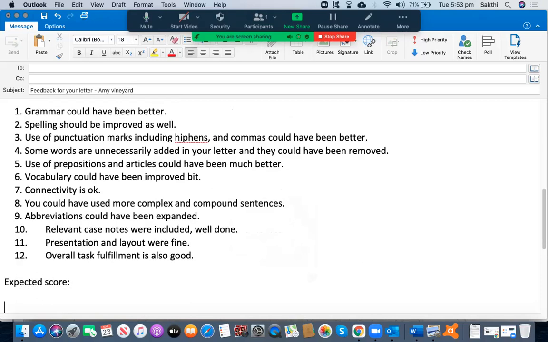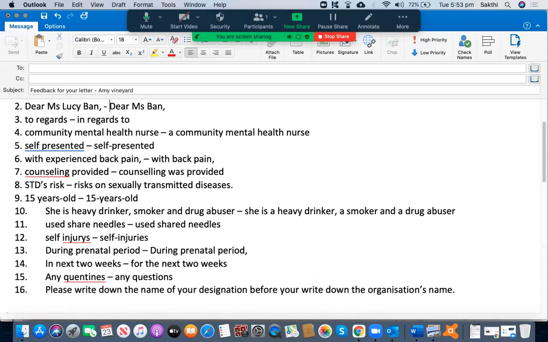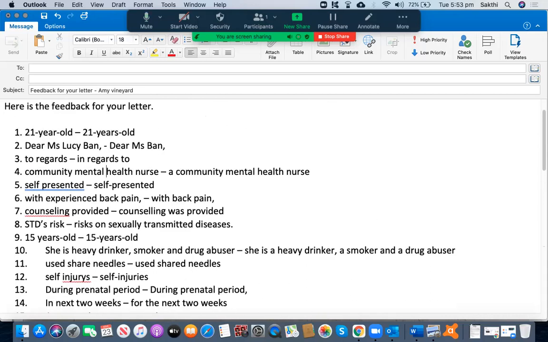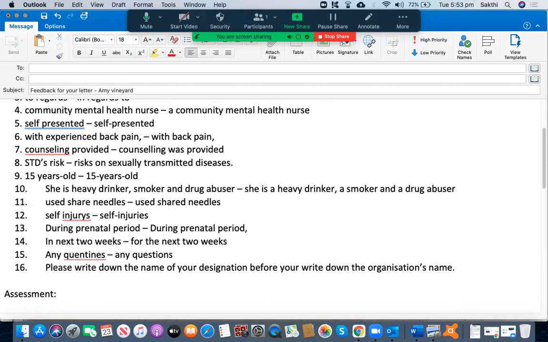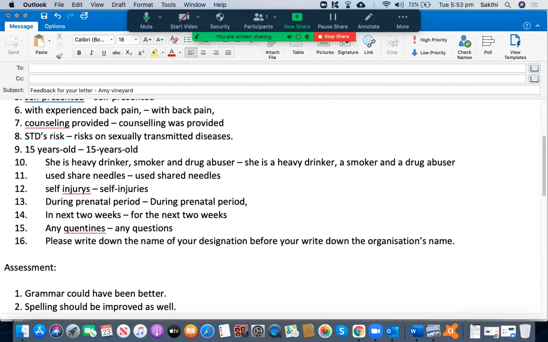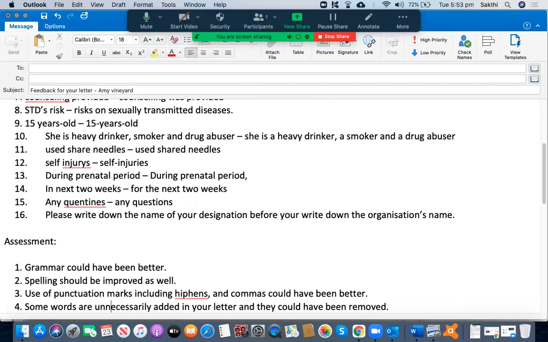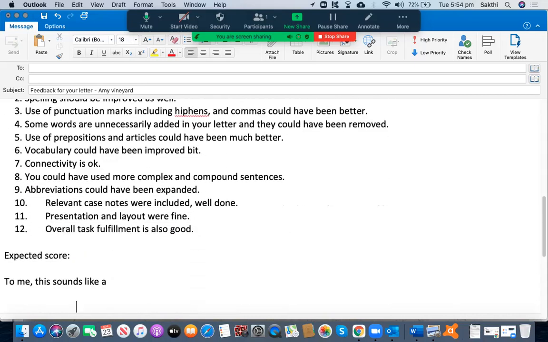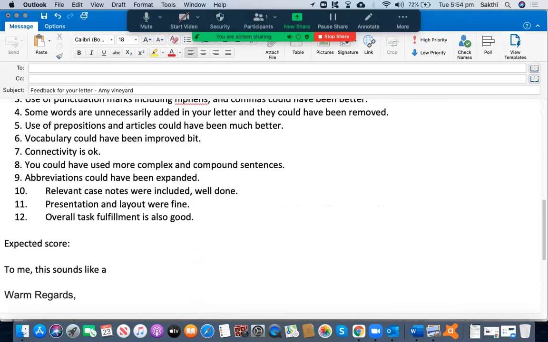Expected score. This sounds like, let me go through the severity of the mistakes and the frequency of the mistakes. Some of the mistakes are very critical because they are related to grammar and punctuation marks, which are the assessment parameters. You could have written your designation before the organization's name, and the use of articles, punctuation marks and prepositions could have been better as well. To me, this sounds like a letter which is very close to C+, but I'm not fully happy to provide you C+. To me, this sounds like a 280 out of 500 graded letter. This means it's a C grade letter.